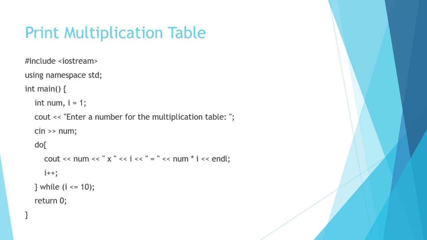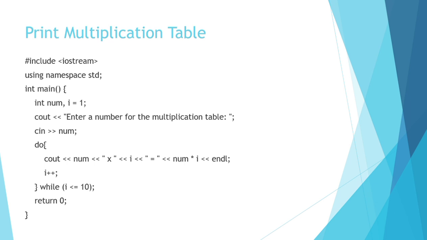Print multiplication table. Int number; this variable will store the number for which the multiplication table will be printed. It will be entered by the user. Int i = 1; this is a counter variable, initialized to 1, that will be used to control the iteration of the loop. It starts at 1 because multiplication tables typically start from 1.